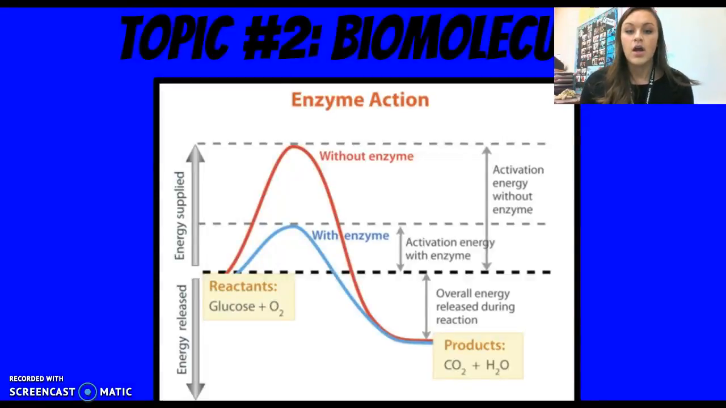All right, just a quick chart. Make sure you understand that without enzymes, you have a very high activation energy. It needs a lot of energy for that reaction to occur. With the enzyme, it drops that activation energy down and makes that chemical reaction speed up because it's not using as much energy. It can go a little bit quicker.